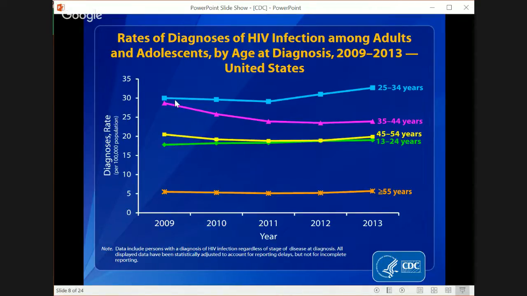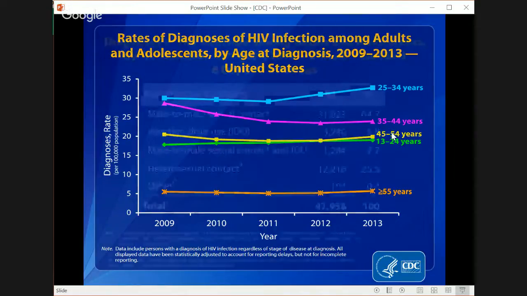Now, by age, what we see is the rate of diagnoses have been sort of flatlining for most age groups or decreasing. So for the 35 to 40-year-olds, the rate has decreased since 2009. For the 25 to 34-year-olds, however, some of our younger persons, the rate's actually been increasing since 2011. So it looks like we had a decrease from 2009 to 2011 and then an increase thereafter. The same with the 13 to 24-year-olds. It looks like we've slowly but steadily seen an increase.